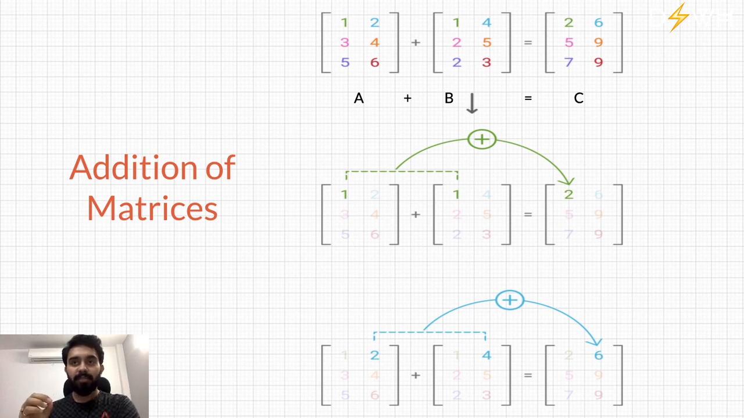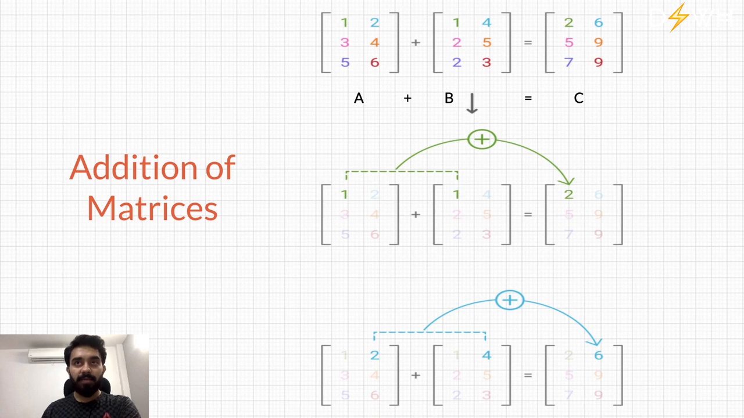And similarly in the other example, you can see the first row, second column, element 2 of matrix A gets added to the first row, second column, element 4 of matrix B, they get added up, and then the result is placed at the same position in the resulting matrix C.